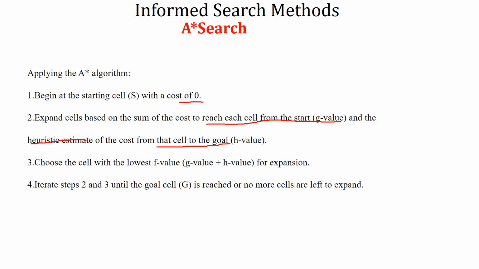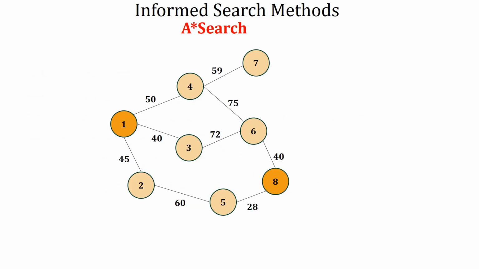So, we will add two costs. One is from the start node to that corresponding node, and number two, the heuristic estimate from that corresponding node to the goal. Once that is done, we will choose the node with the lowest f value, which is the sum of this G and H, and then iterate steps 2 and 3 until you find the goal or there are no more cells left to expand. Let us see an example for this A star.